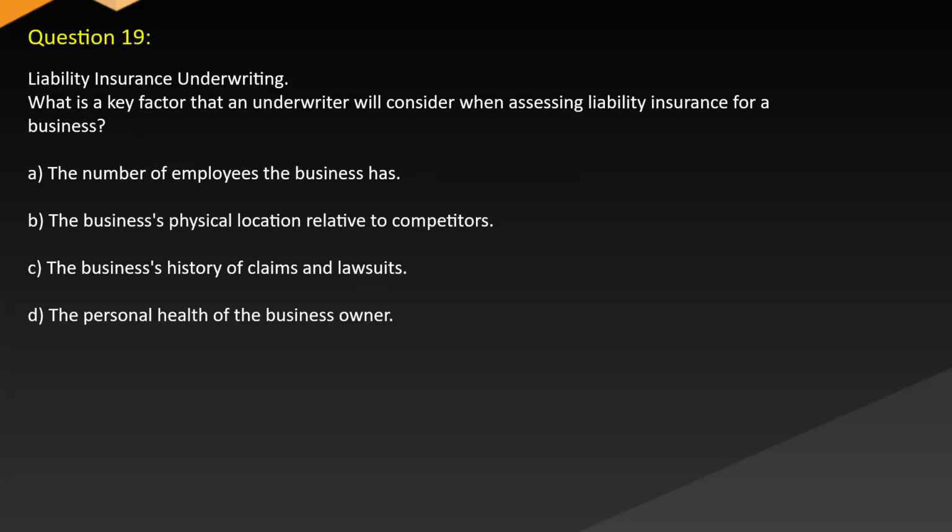Question 19. Liability insurance underwriting. What is a key factor that an underwriter will consider when assessing liability insurance for a business? A. The number of employees the business has. B. The business's physical location relative to competitors. C. The business's history of claims and lawsuits. D. The personal health of the business owner.